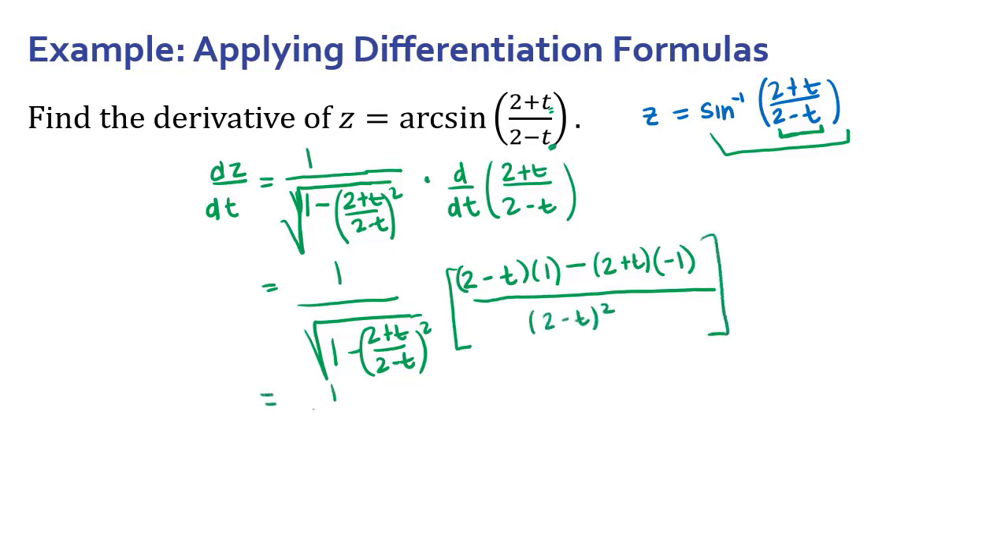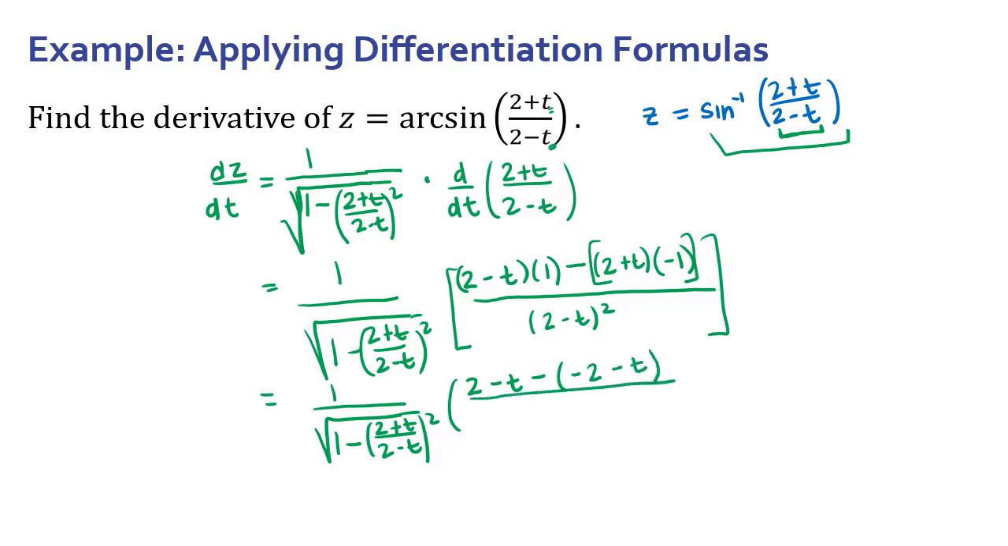So we're going to get 1 over the square root of 1 minus 2 plus t over 2 minus t quantity squared times, so if I were to bring this out, I'll just write it out. So we'll get 2 minus t minus, and I'm subtracting this entire quantity, so don't forget that. So minus -2 minus t all over 2 minus t quantity squared.